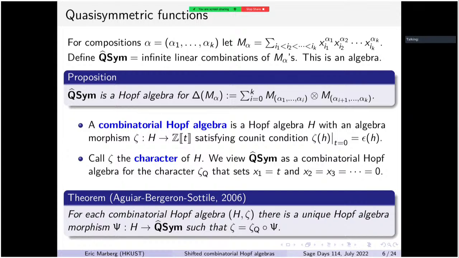So we have this theorem. Well, one, it tells us that quasi-symmetric functions are somehow fundamental, and this theorem, you can write down what this morphism is, and it gives a way of constructing a whole lot of bases of quasi-symmetric functions.